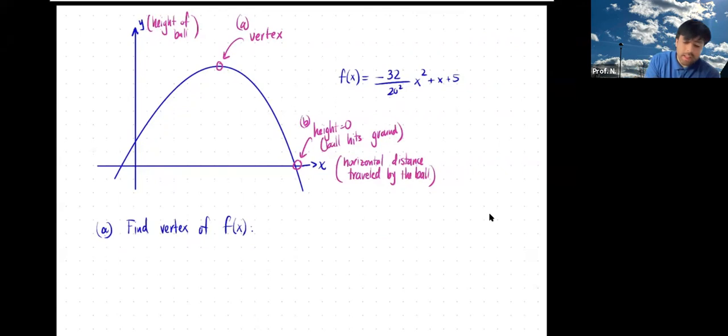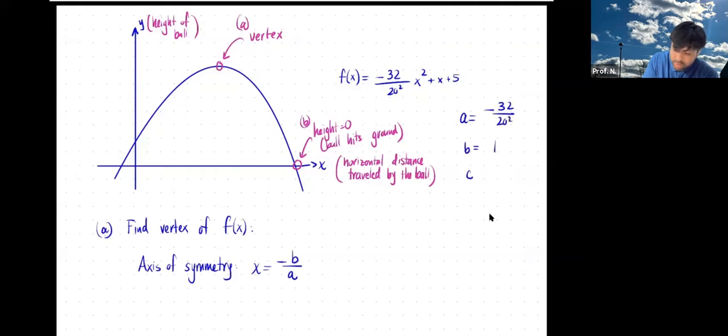Negative b over a, that's called the what? Axis of symmetry. That's right. The axis of symmetry is the first step. It's negative b over a. X equals negative b over a. Now, first I have to highlight what's my a, what's my b, what's my c. My a is negative 32 over 20 squared. What's my b? My b is 1. What's my c? My c is 5.